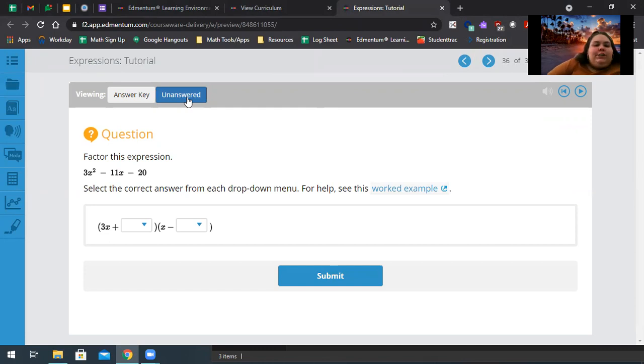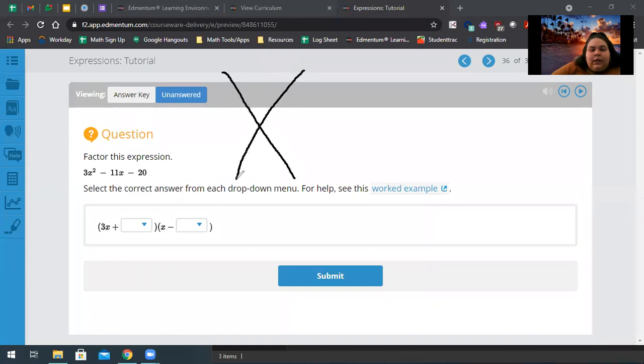Factor each expression, factor this expression. Okay, so they kind of already give us a hint. It's going to be 3x times x, which is 3x squared, but we need to find that missing number. So again, I'm going to apply just a giant X. So I have my giant X here. 3 times negative 20 is negative 60. And then I have negative 11 at the bottom.